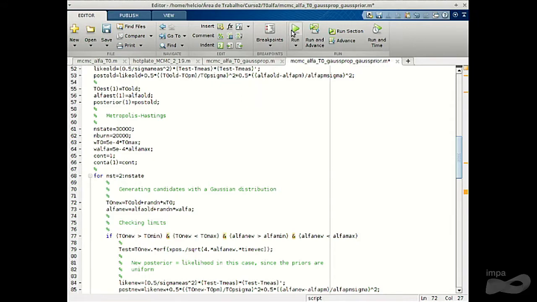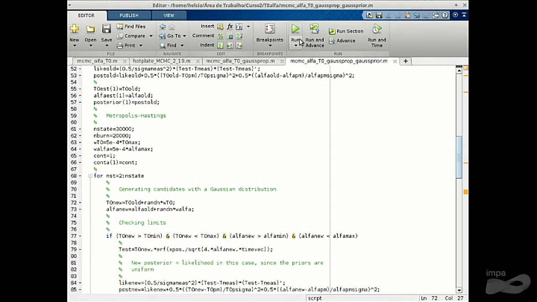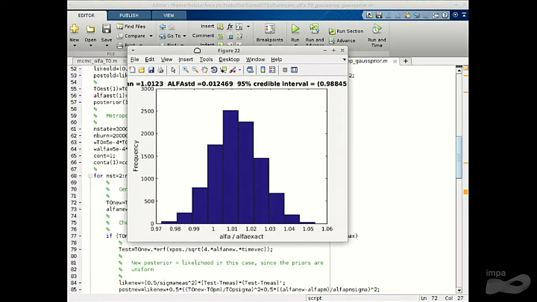Here, 5 10 to minus 4, the maximum step. Okay, so I'm basically saying that I don't have great confidence in the prior. Okay, but I need to be fair enough with me, right? And see what we get, okay?